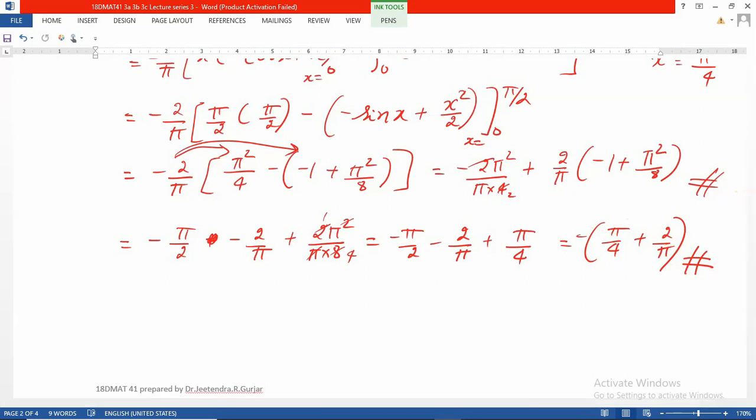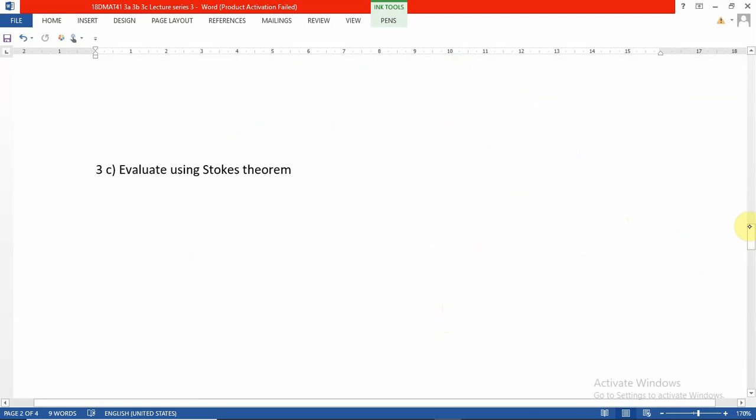So immediately we'll go to the next question. Very easy and very important question I'm going to solve now. Next, we will go to the next question, where they have given evaluate the integral. So here the next question they have given: evaluate using the Stokes theorem.